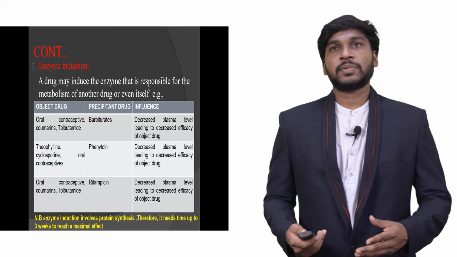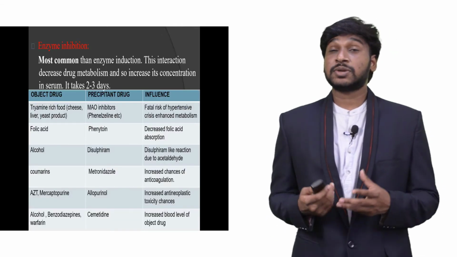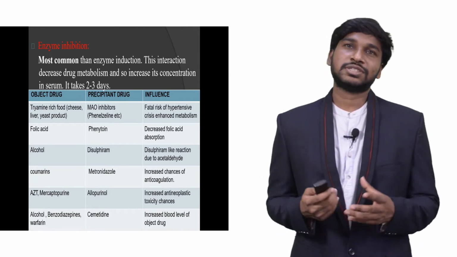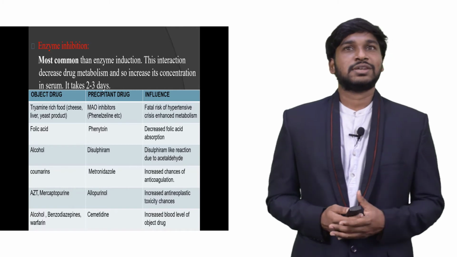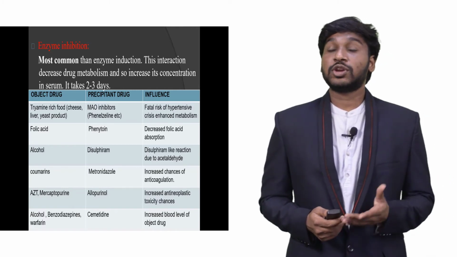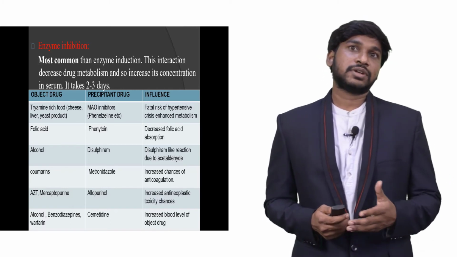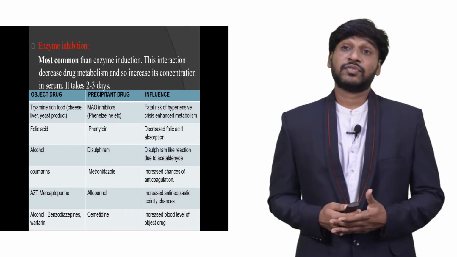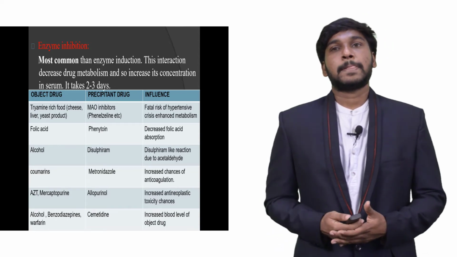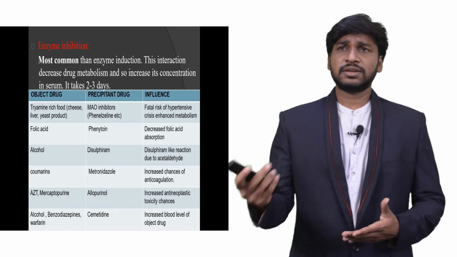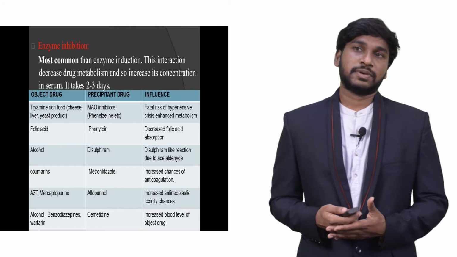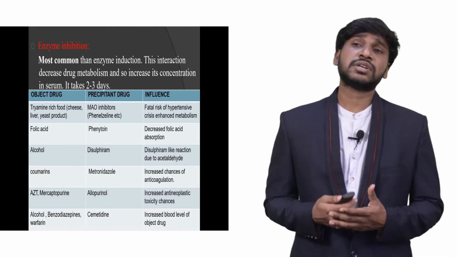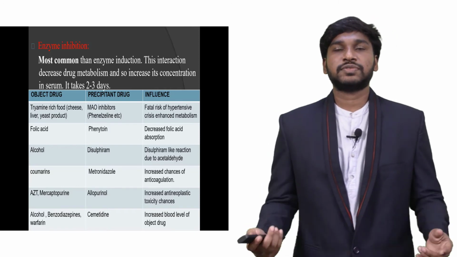More common than enzyme induction is enzyme inhibition. This interaction decreases drug metabolism and so increases concentration in serum, and it takes 2 to 3 days. Suppose you take folic acid, alcohol, pheromone-rich food, or coumarins, and the prescription drug is phenytoin, disulfiram, or cimetidine. These can majorly influence the fatal risk of hypertensive crisis, and it enhances the metabolism and also increases chances of anticoagulation. There are a lot of severe adverse effects.